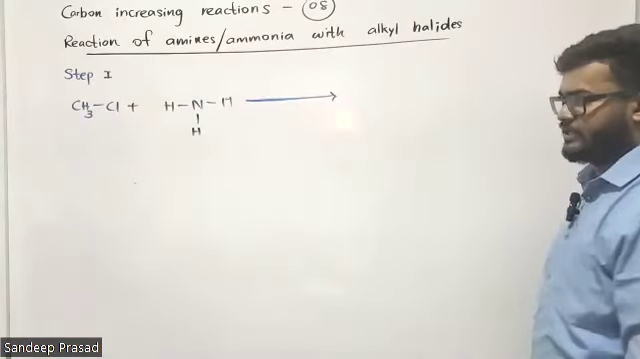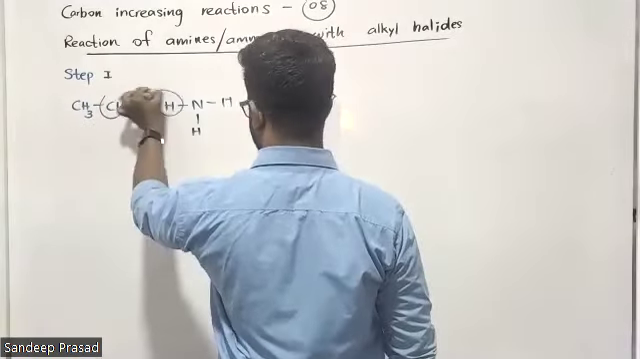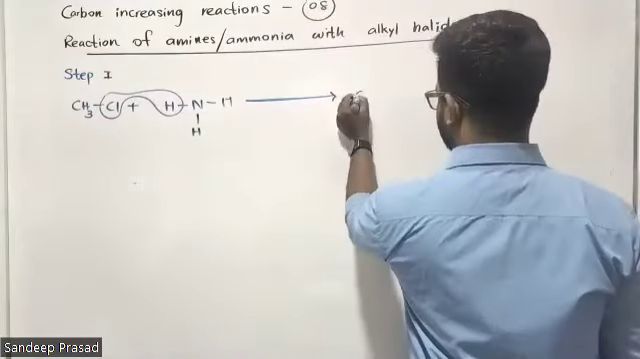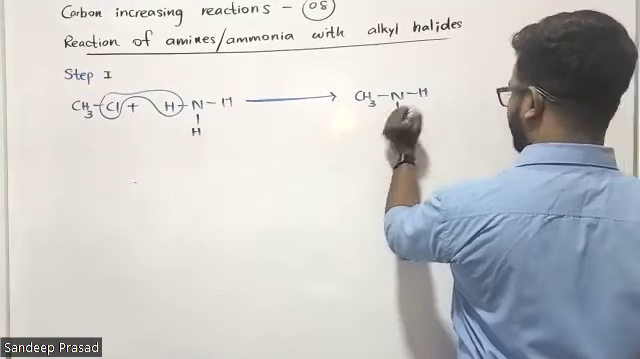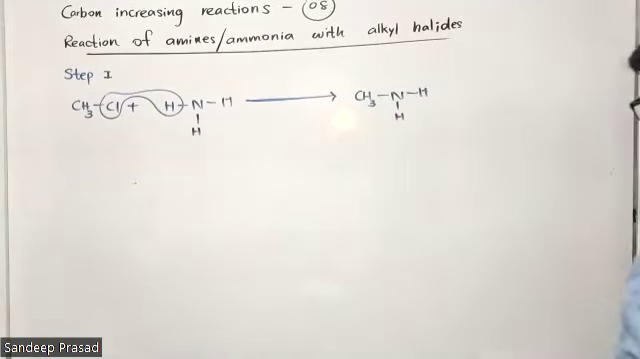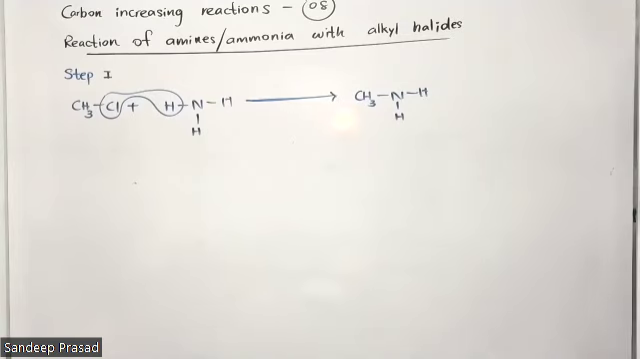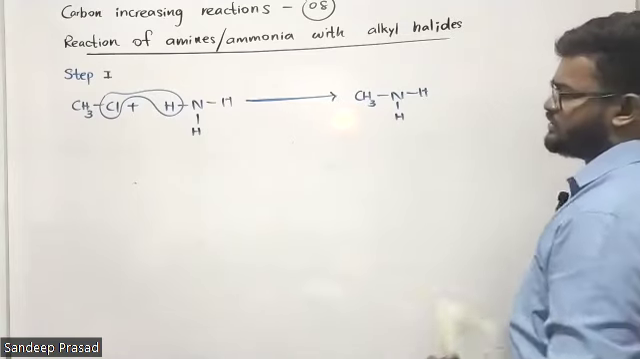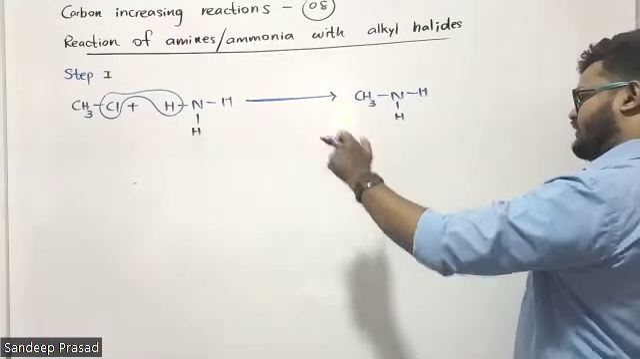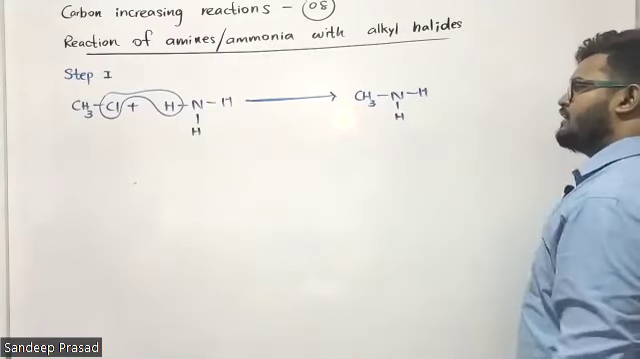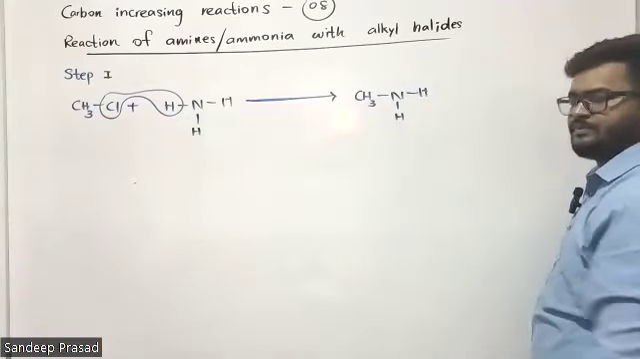What is the product that you can expect? Hydrogen is eliminating with the chlorine atom, and it is producing CH3NH2 in this way, a primary amine. Okay, interesting. We can produce this kind of primary amine. But remember, students, when these two compounds react in this way, this reaction will never stop at this stage.